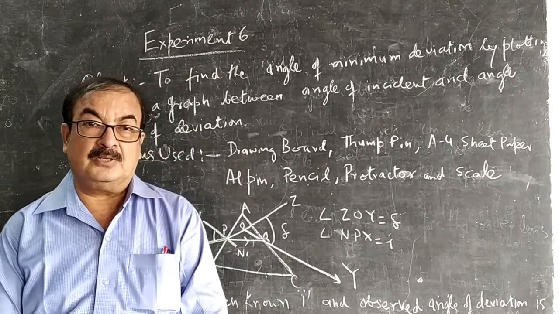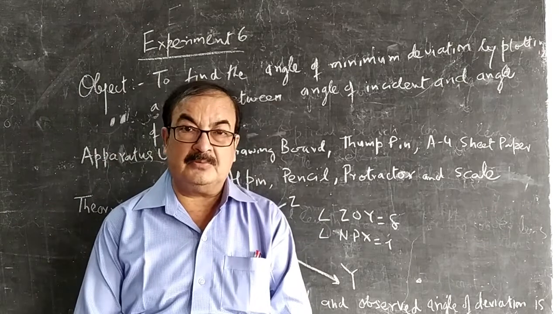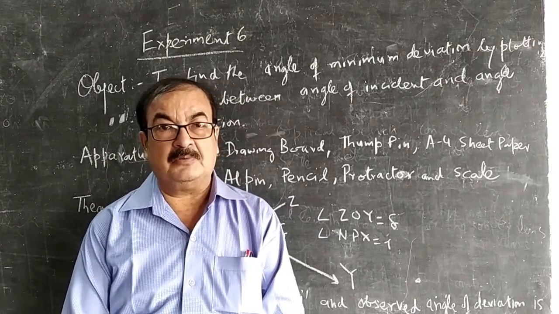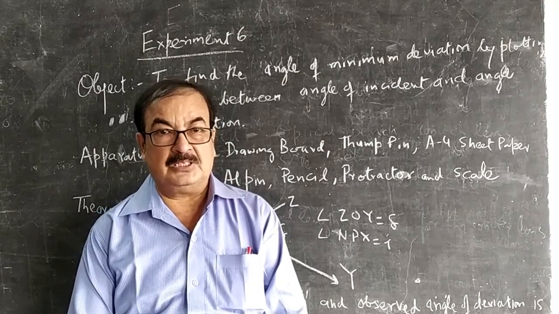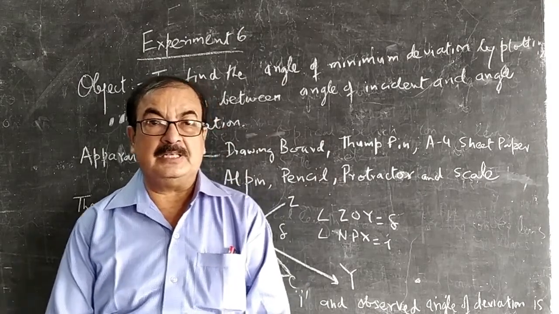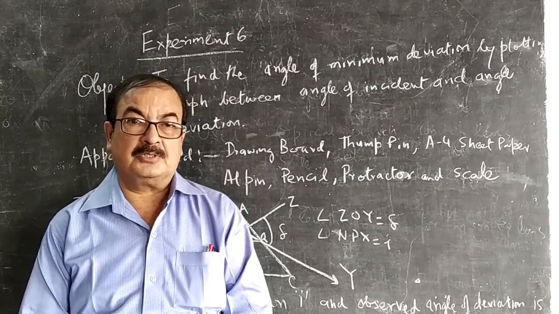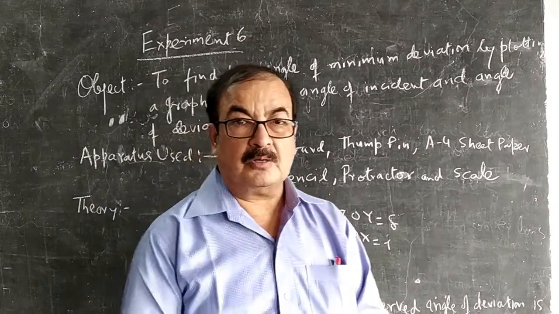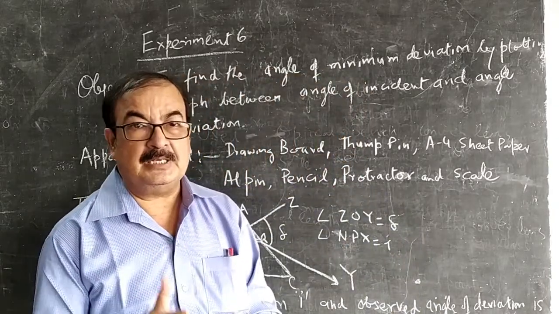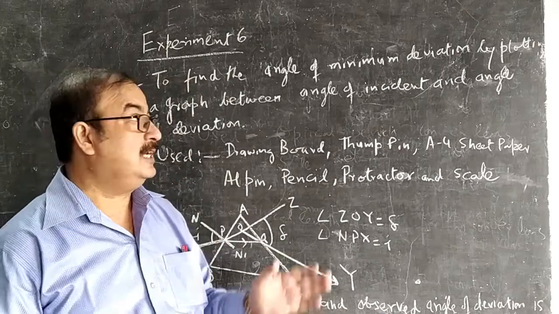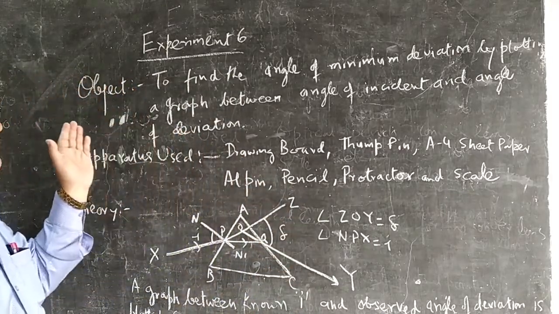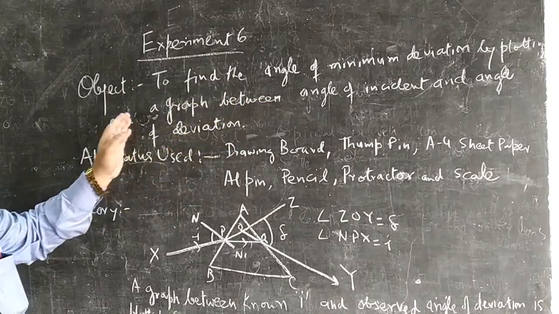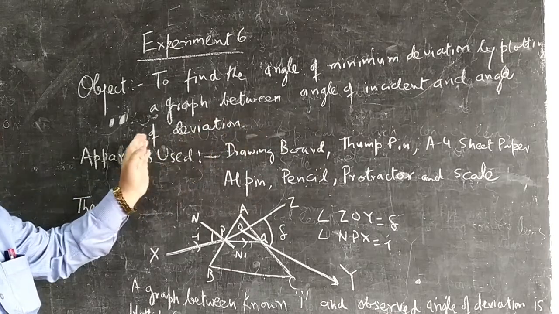What we have to find out? We have to find out the angle of minimum deviation by means of plotting a graph between angle of incidence and angle of deviation. And here what we need: a drawing board, A4 sheet paper, Alpin, board thumb pin, and also something else. We are just revising what we have to do to find the angle of minimum deviation by plotting a graph between angle of incidence and angle of deviation.